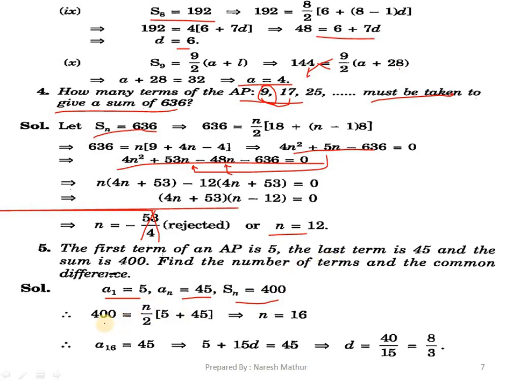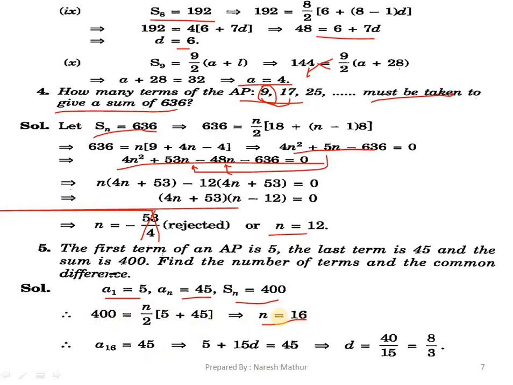Simply put the value: Sn equals n by 2 times (a plus an). So 45 plus 5 is 50. 50 by 2 is 25. And n equals 400 by 25, which is 16. So we have the value of n.